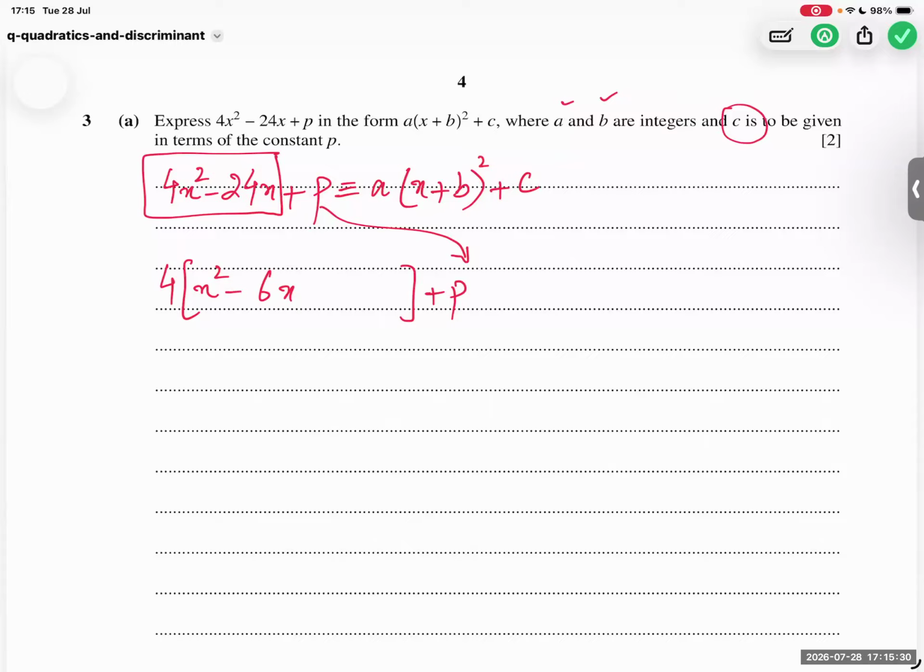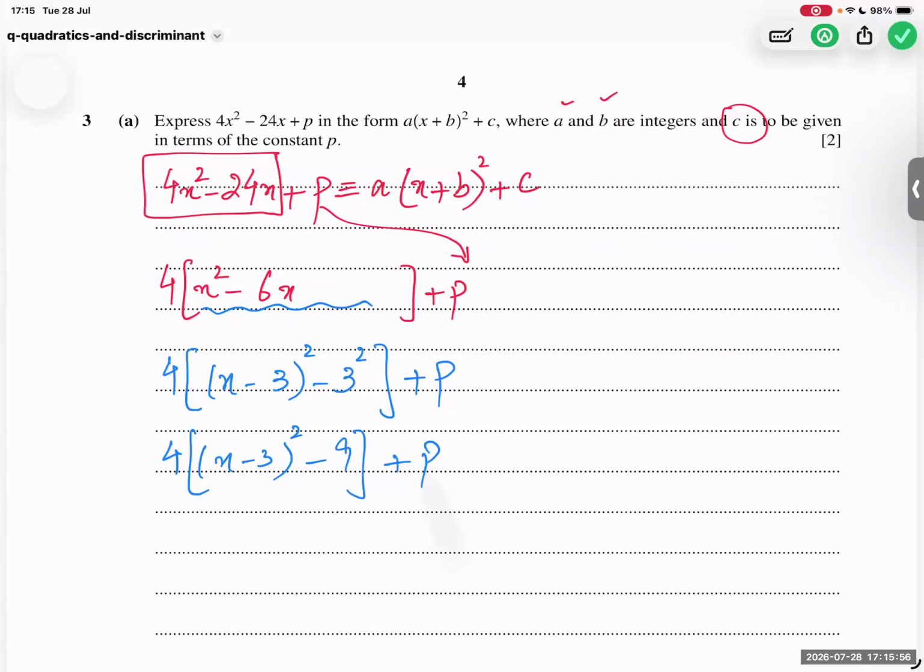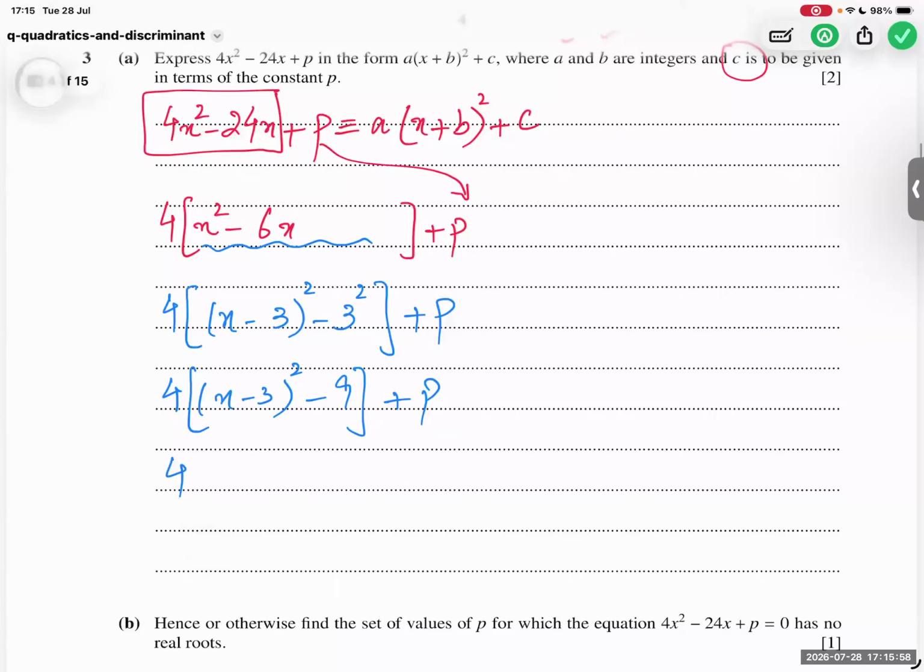So we take 4 common, and if now we use completing square method, so that has to be 4 bracket, that is going to be x minus 3 whole square minus 3 square plus p, right? We have learned this method. X square plus 2dx would give us x minus d whole square, okay? So that is 4 into x minus 3 square minus 9 plus p, right? And then we have to multiply 4 inside the bracket and simplify it. That would be 4 into x minus 3 whole square minus 4 nines are 36. And this is plus p.